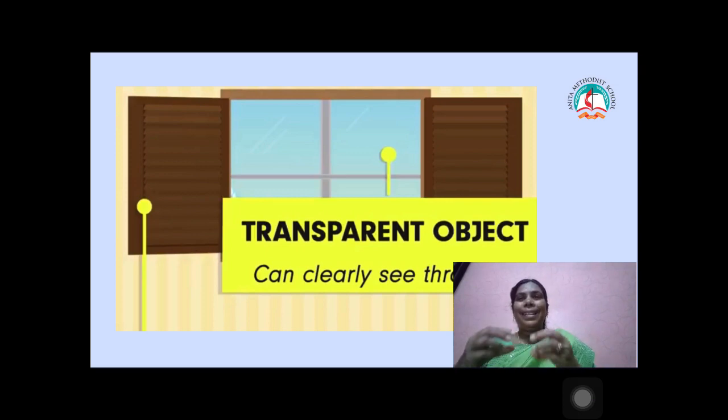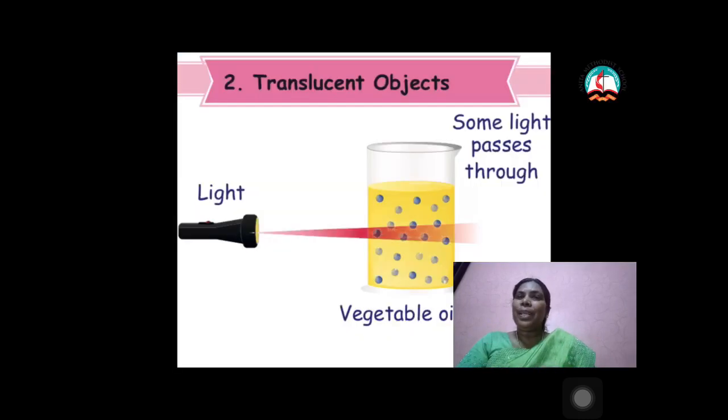translucent object. How does this object work? It helps the light to pass through, but only some of the light passes through, so we can't see the things clearly. In a transparent object, we can see things clearly, but in a translucent object, we can see the things, but not clearly. Example, when you go to a hill station where there is snow, when you see something, we can't see clearly. This we call a translucent object.